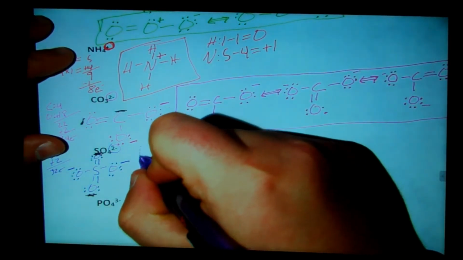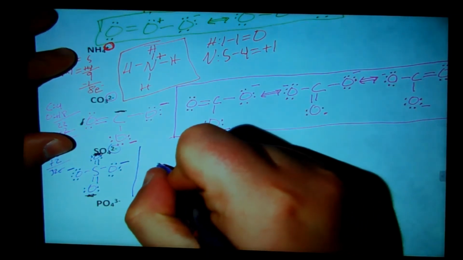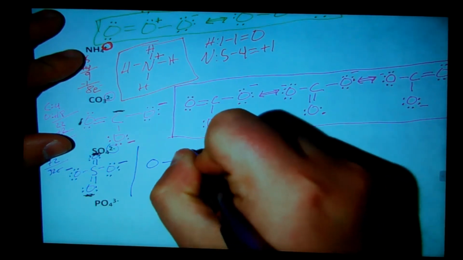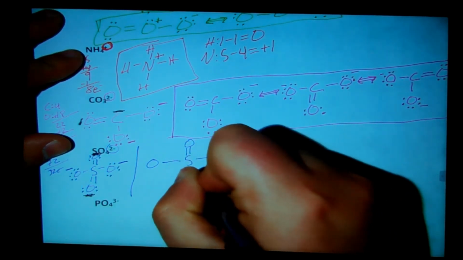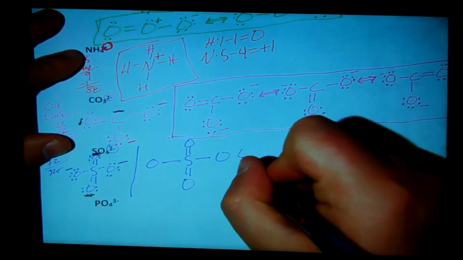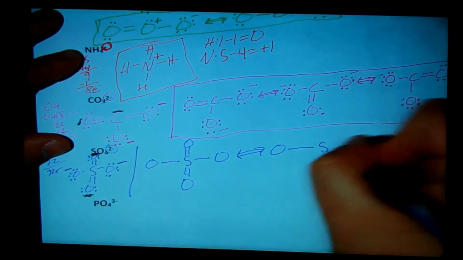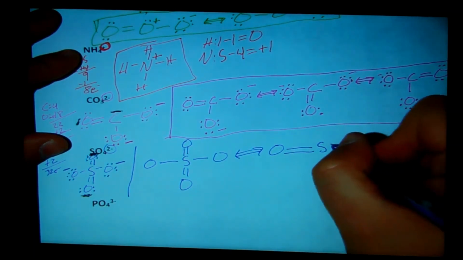Okay? Build a wall. Oxygen, sulfur. Double bond up to oxygen. Double bond down to oxygen. Resonance of that. Oxygen. Sulfur. Oh, that's it. We've got to flip this now.